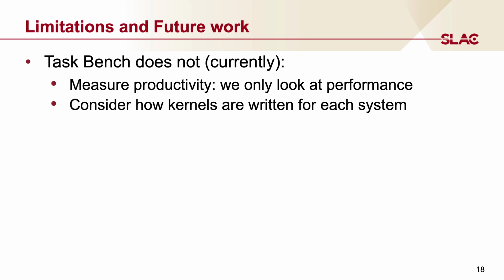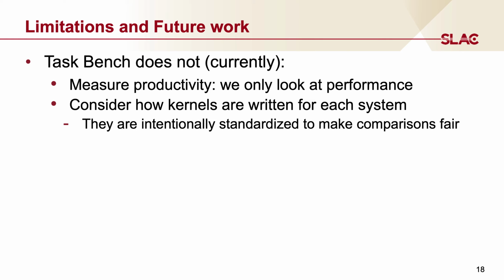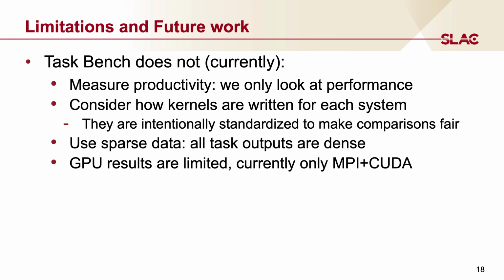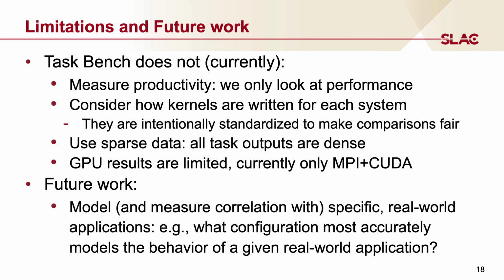We also don't look at how the kernels are written. We intentionally standardize them in order to make the comparisons fair. But this is actually a case which in real applications might make a substantial difference. We don't look at sparse data. All of the task outputs in TaskBench are dense. And though we provide GPU results, they're currently limited, and we only look at MPI plus CUDA. In the future, we would like to look at how to model specific real-world applications with TaskBench, asking the question: what TaskBench configuration most accurately models the behavior of a given real-world application.